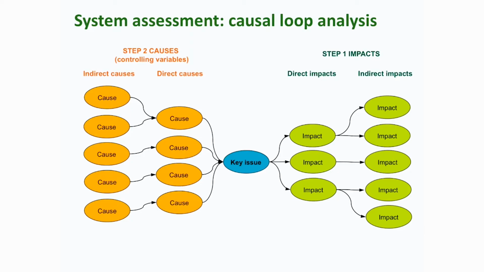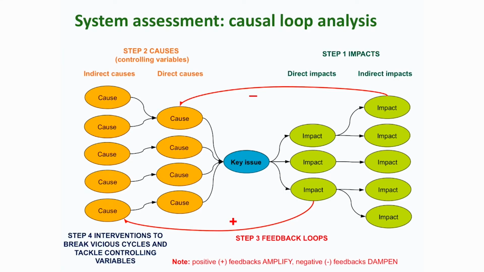And this is where it starts to get a little bit more complicated. And this is where we call it, like I said, we call those the controlling variables, because these are the things that you potentially could change through an intervention. We want you to look at what you think the direct causes are of the key issue, and then what the indirect causes are of the issue.